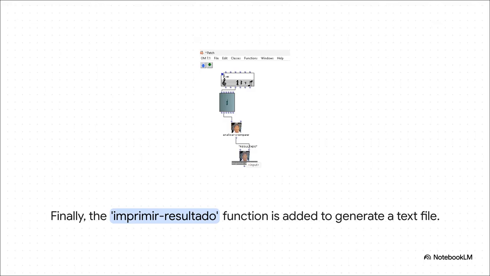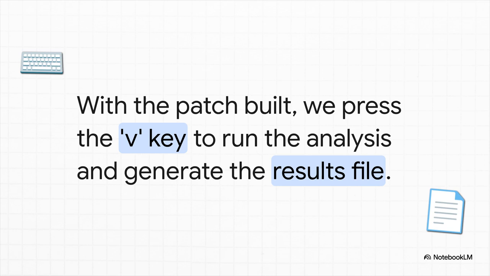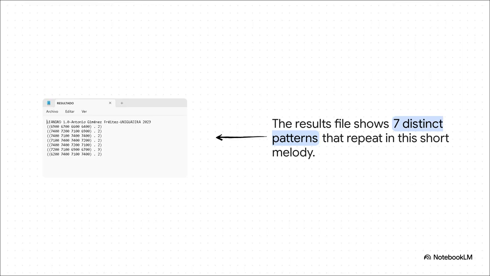We'll give our file a name, let's call it resultado. Connect it all up, and our whole analysis patch is now complete. With the patch all built, the only thing left to do is press the V key to run the analysis. And in an instant, the software spits out a text file with everything it found. And here are the results.